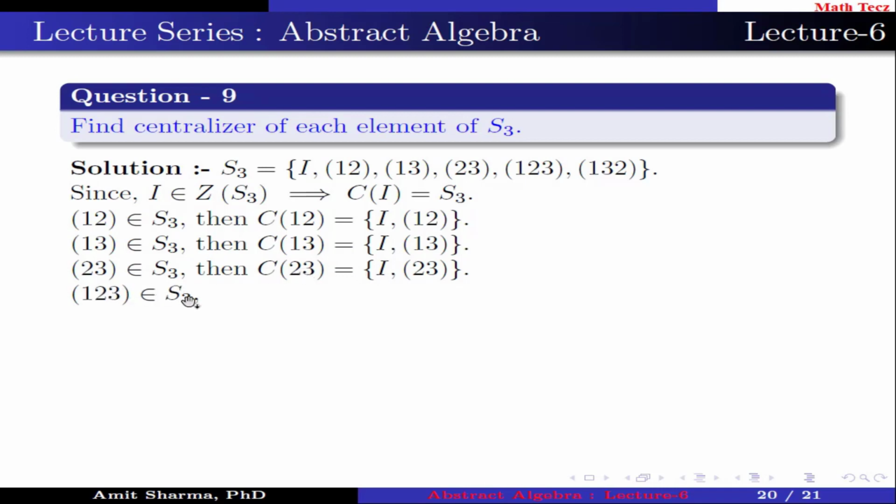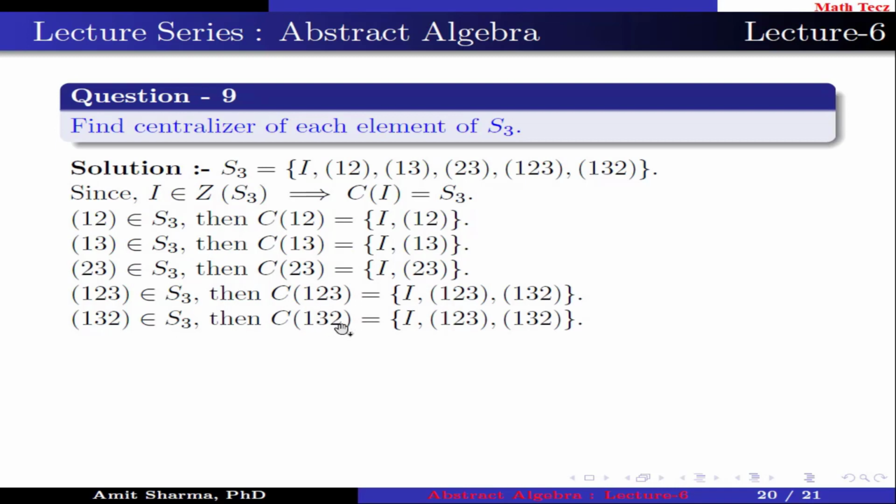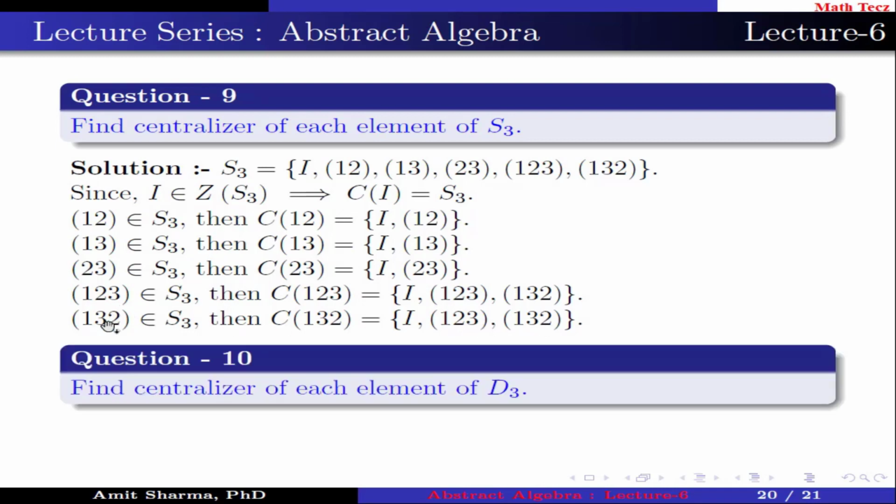(1 2 3) belongs to S3, then the centralizer of (1 2 3) is {I, (1 2 3), (1 3 2)}, because these elements commute with (1 2 3). (1 3 2) belongs to S3, then the centralizer of (1 3 2) is {I, (1 2 3), (1 3 2)}. Why is it so? Because the inverse of (1 2 3) is (1 3 2). Question number 10: find the centralizer of each element of D3.